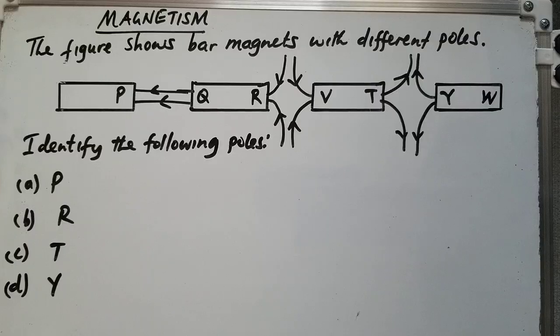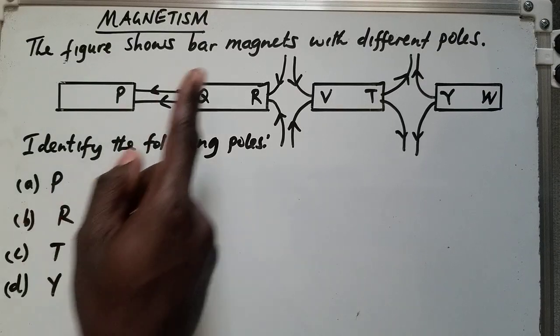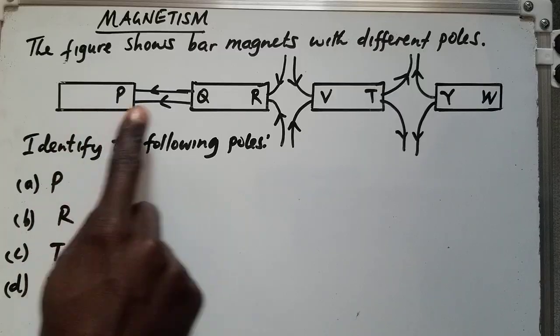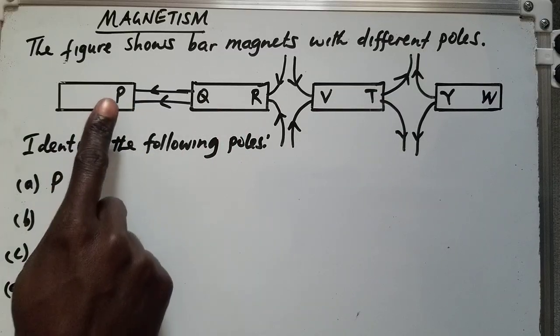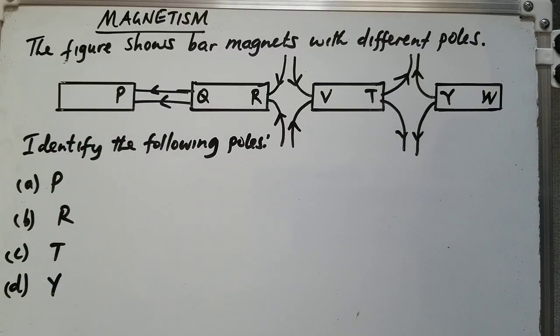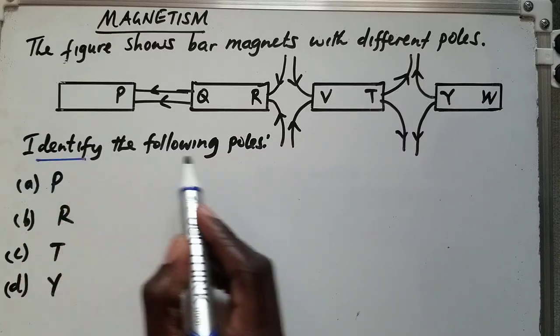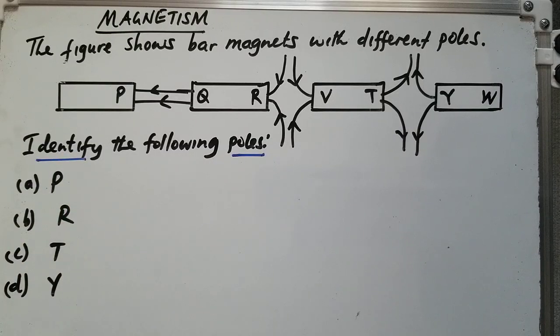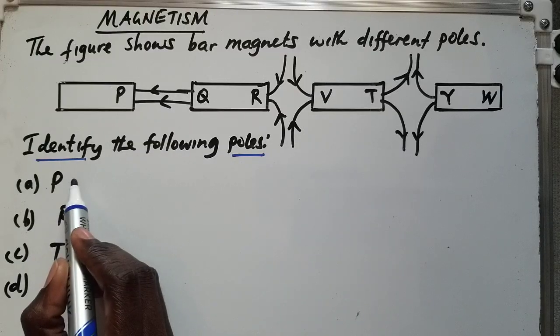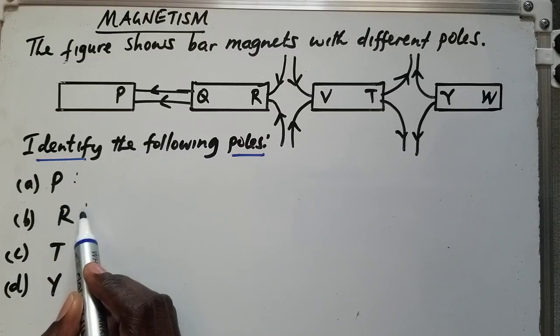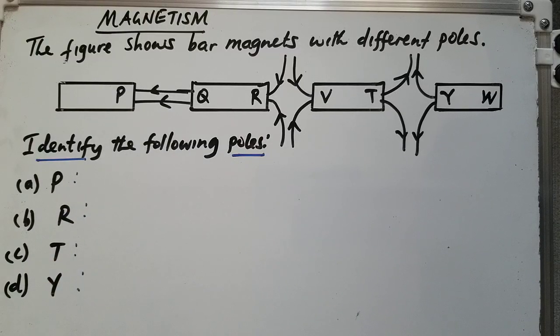Now notice what the question was saying. The figure below shows bar magnets with different poles. So there are 1, 2, 3, 4 bar magnets, and they have been given letters. They want you to identify the poles. Identify the following poles. What is P, what is R, what is T, and what is Y.